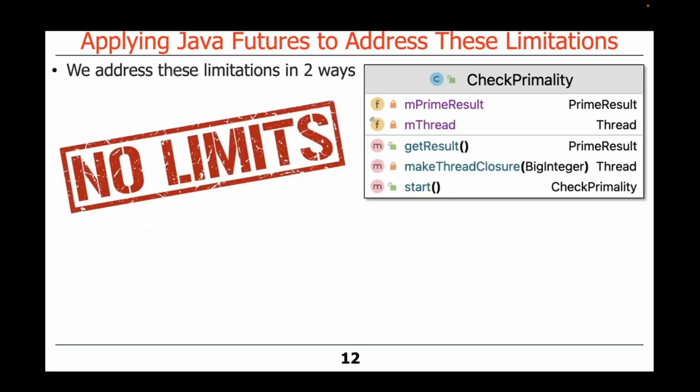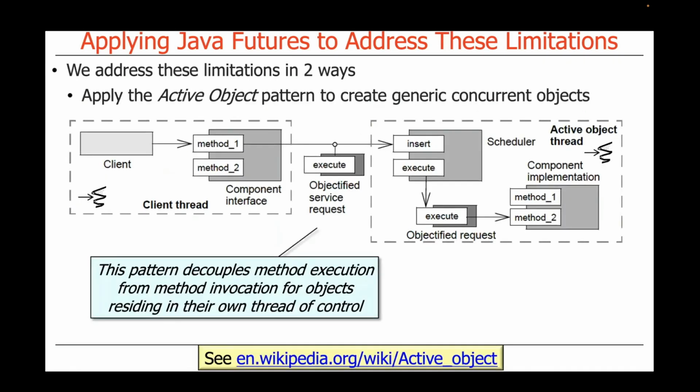So we're going to address these limitations in two ways. We're going to revise and refactor and generalize the check primality class. The first thing we're going to do is apply something called the active object pattern. The active object pattern appeared in the Pattern-Oriented Software Architecture Volume 2 book. I was the lead author of that book. You could read about that particular pattern at the link at the bottom of the slide. This pattern decouples the execution of a method, the thread in which a method is executed, from the thread in which the method is invoked. That allows the active object, or the thread that's executing the method, to be different than the thread that invokes the method. So that's one of the patterns we're going to apply.